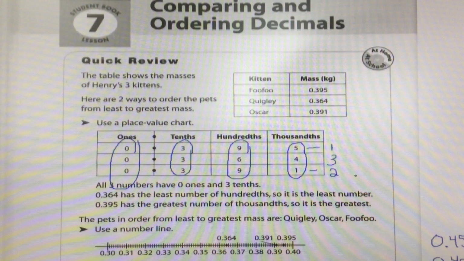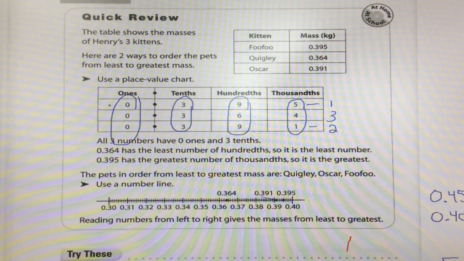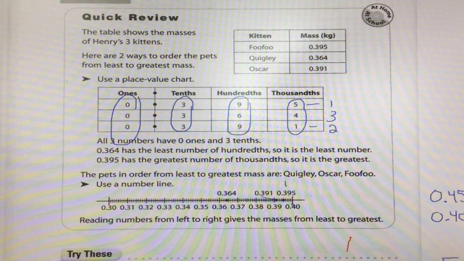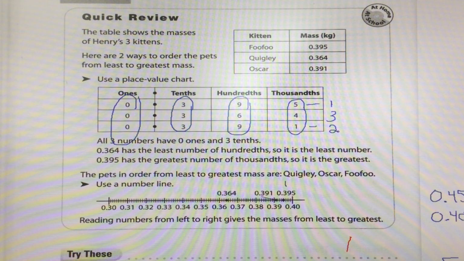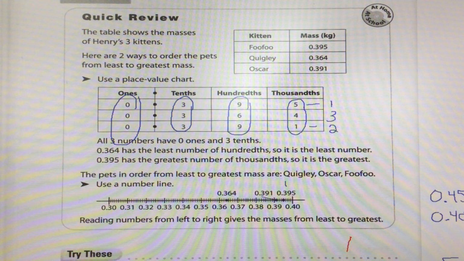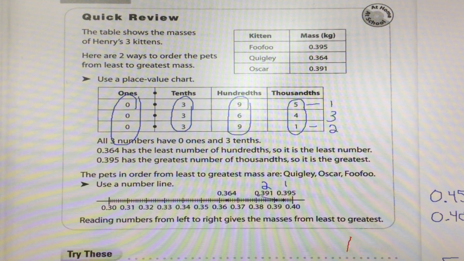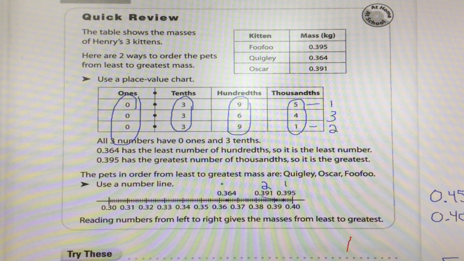If you were to put those numbers on a number line, you expect to see 0.395 further to the right because that's the one we said was number 1. So we expect him to be up here if 0.4 is the highest number on that number line. Oscar was number 2, 0.391, so we expect to see him there. And then Quigley, somewhere down here, the little guy.